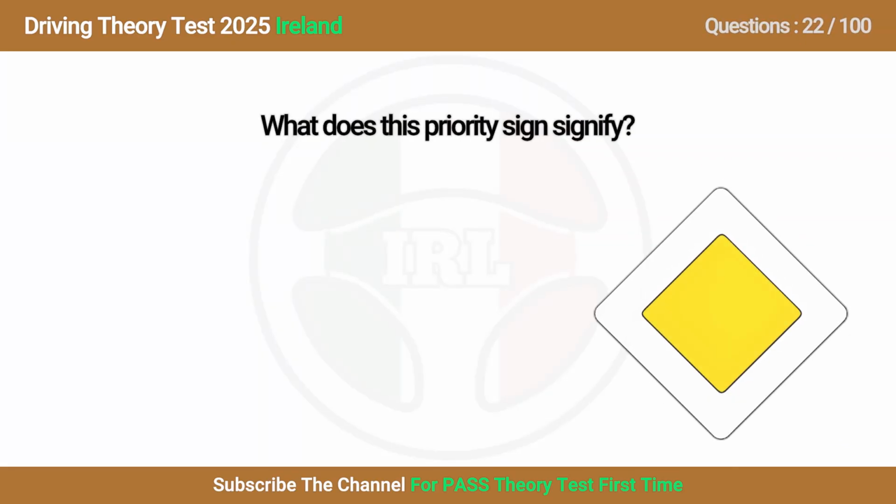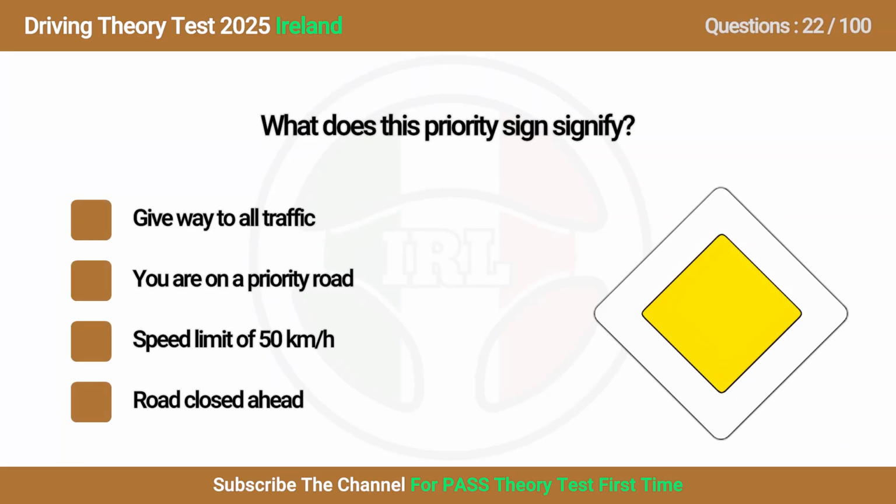Question 22. What does this priority sign signify? A. Give way to all traffic. B. You are on a priority road. C. Speed limit of 50 kilometers per hour. D. Road closed ahead.